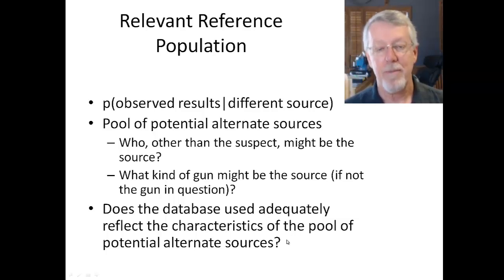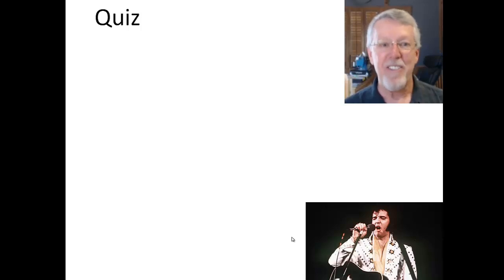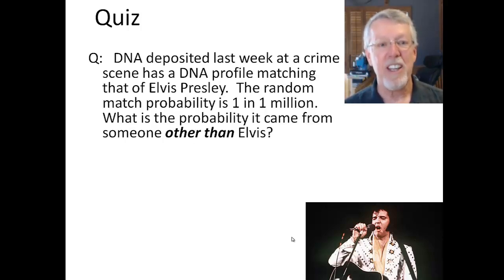Finally, now we're nearing the end of the tape. Let's do a quiz to see how well you've understood what you've seen so far. Let's imagine a case where DNA was deposited last week at a crime scene, and that it's determined that the DNA profile of the crime scene DNA sample matches that of Elvis Presley. And the lab determines that the random match probability, that is the frequency of this profile in the human population, is 1 in 1 million. Only one person in 1 million would have this profile, but Elvis has it.